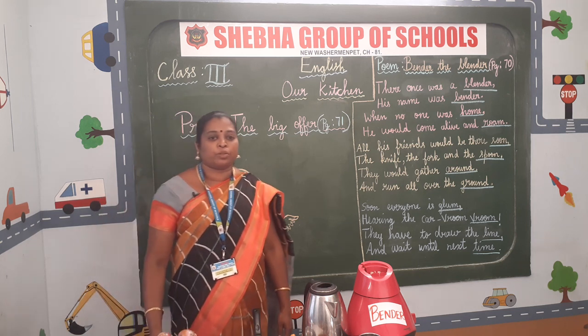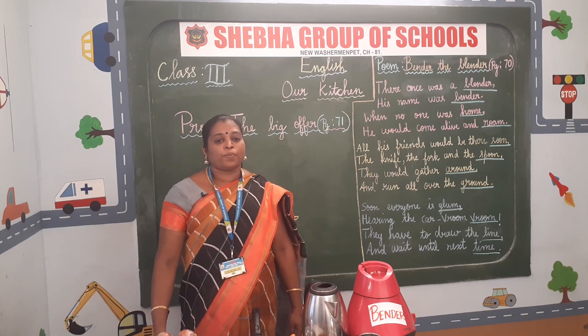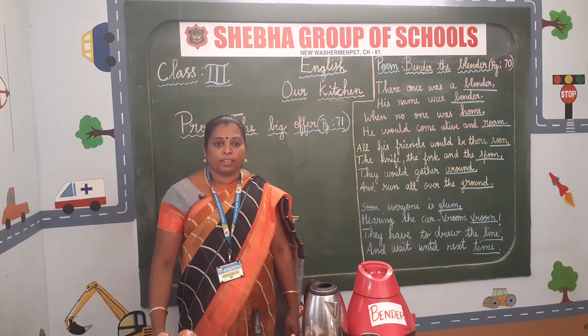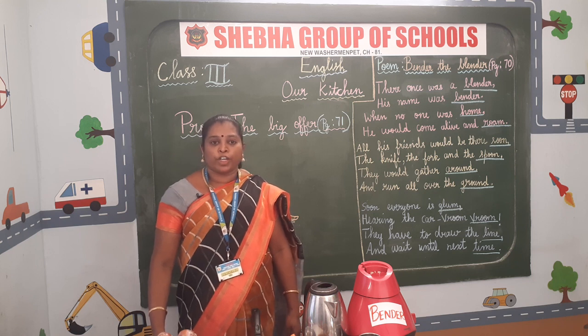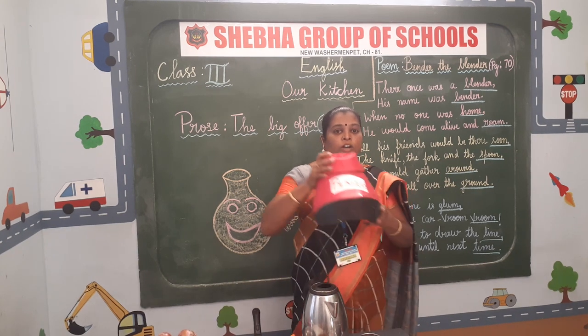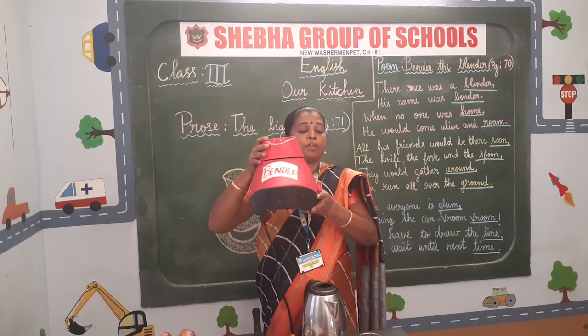Now I am going to teach you about the objects in the kitchen. Now I am going to show you the objects that are in the kitchen. Okay children, are you all ready to see the objects? Come on children. What is this, ma'am? This is a mixer.